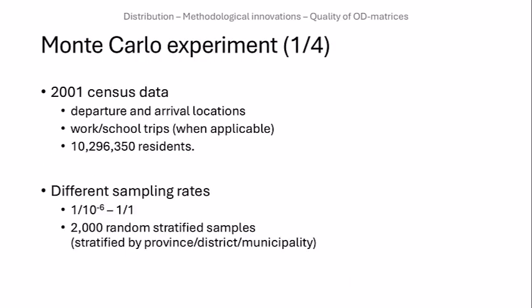Here we see an example: a Monte Carlo experiment using Belgian census data from 2001. This census covered over 10 million residents and recorded their departure and arrival locations for work and school trips. By drawing different random samples at rates ranging from 1 in a million to 1 in 1, researchers could test how sampling rates affect the accuracy of OD matrices.